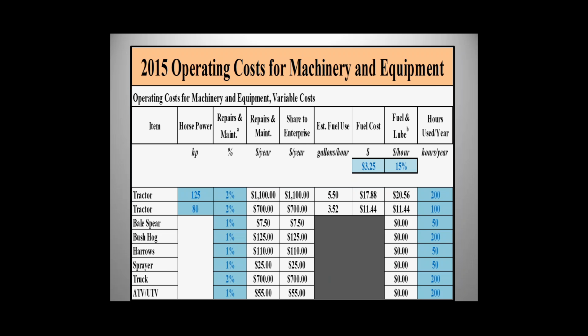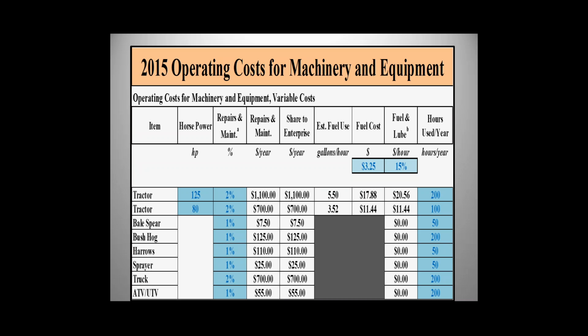And then with some of those capital assets, we have our operating costs. So our next worksheet is our 2015 operating costs for machinery and equipment worksheet, which is going to estimate those operating costs for machinery and equipment for your cow-calf operation. Now this primarily includes the fuel, oil, lubricants, and labor to operate and maintain your machinery and equipment.